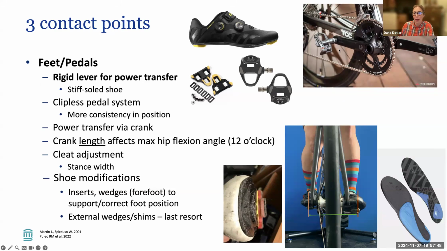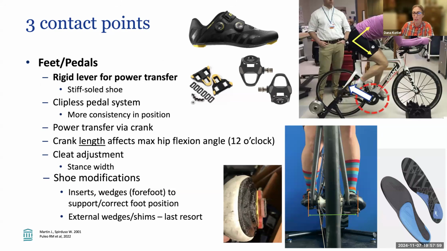This allows for efficient power transfer through the crank, as we talked about, and the crank length. The length of this part of the bike is going to affect the angles of your joints. The longer the crank, the bigger the circle that your foot is going to make, and therefore the more your knee is going to bend and the more your hip is going to bend. So there is some flexibility in terms of what length crank would work for certain individuals.